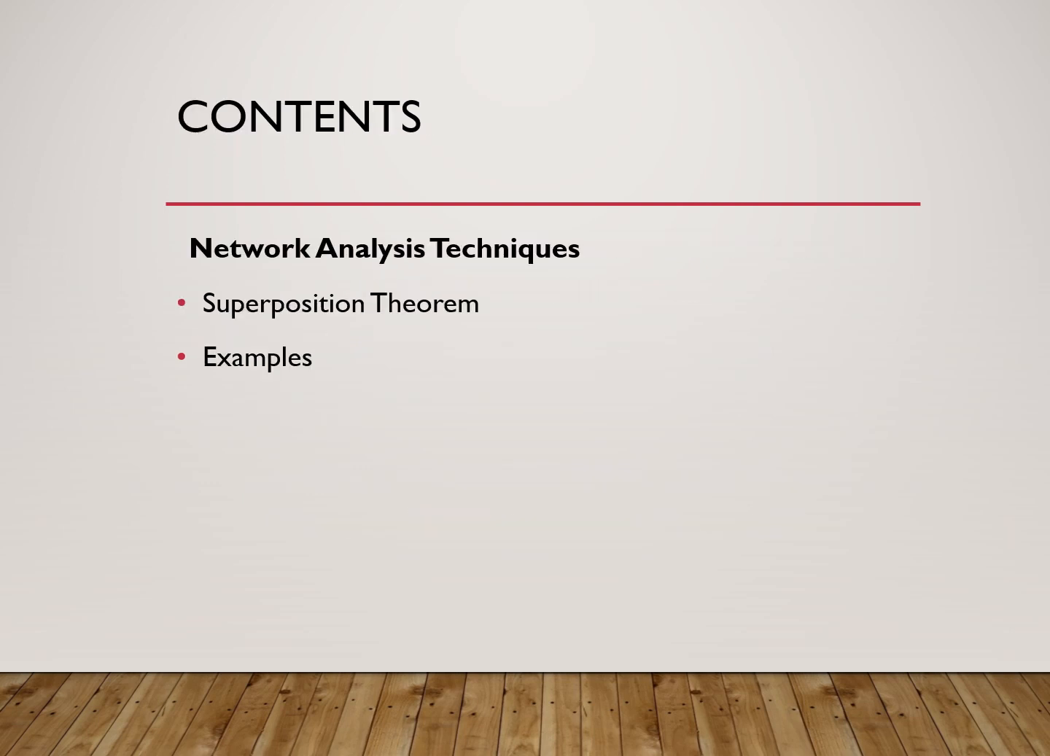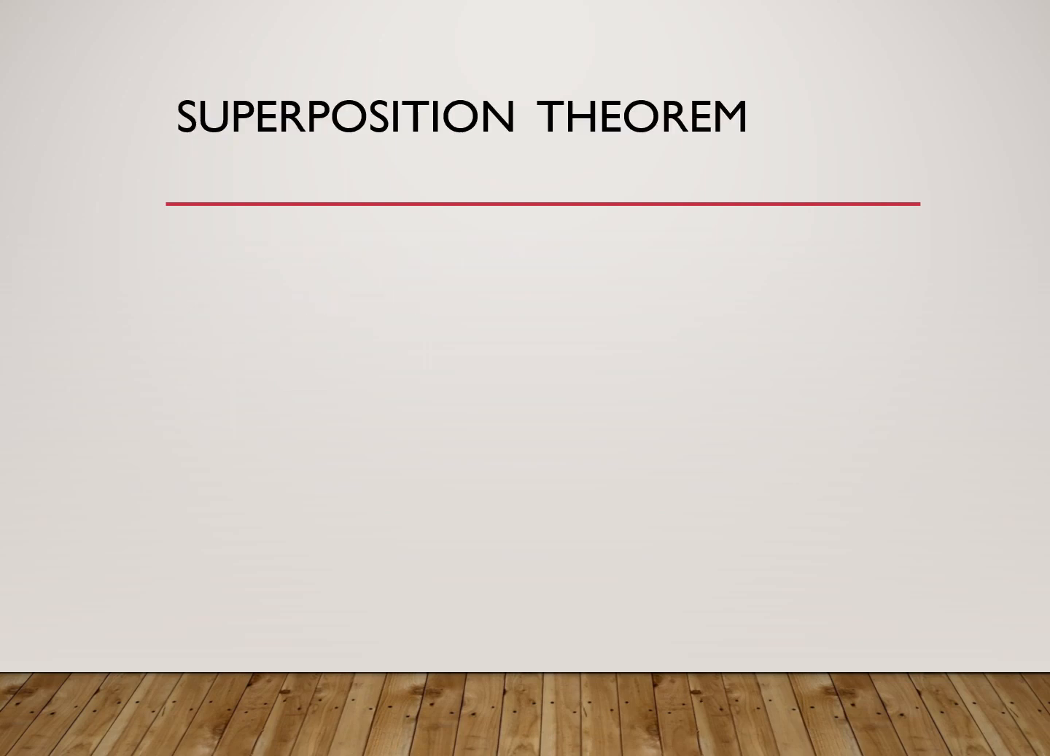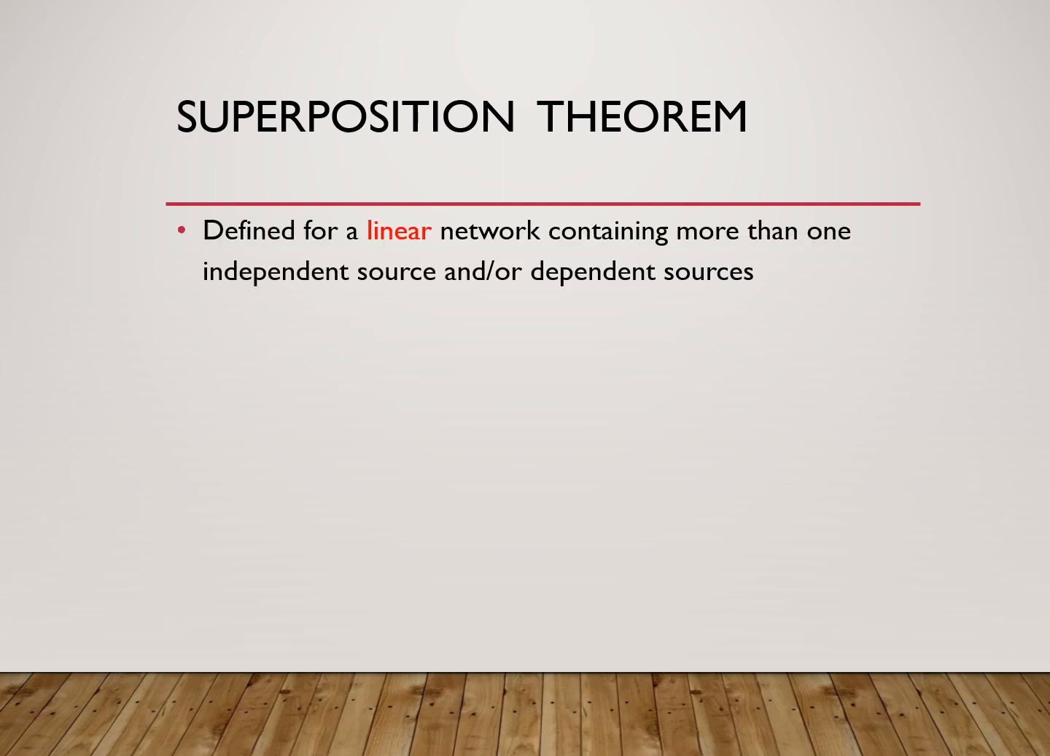So basically we are speaking about the superposition theorem, explanation and some examples with independent and dependent sources. When we are speaking about the superposition theorem, it is defined for a linear network containing more than one independent source. So it is for a linear network and there should be at least two sources, or more than one independent source. And there could be dependent sources also in the circuit.